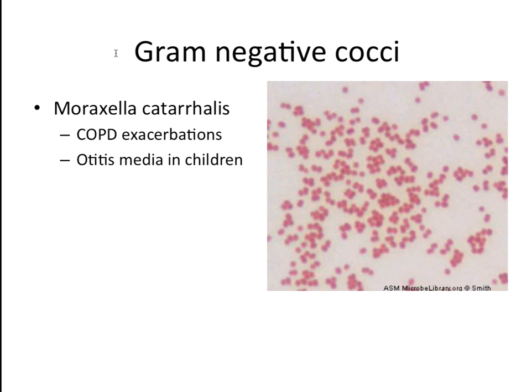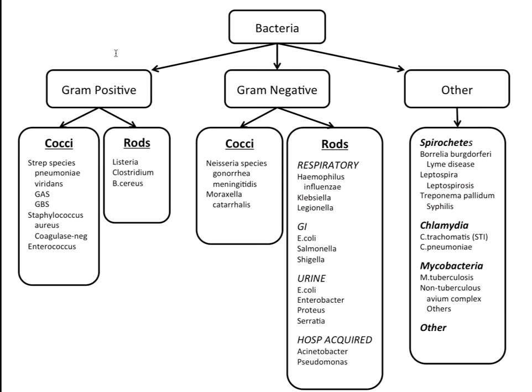The final gram-negative cocci is Moraxella catarrhalis. Briefly, this bug is a common cause of COPD exacerbations, as well as a cause of otitis in children. Depending on your laboratory, it can often be ignored and treated as normal flora in the upper airways. However, if you allow sputum cultures to grow 48 hours or longer, they can often pick it up.